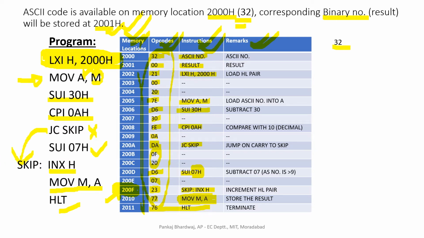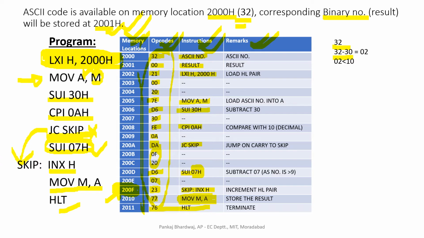If we have 32, that means 32 minus 30, that is 02, and when we get 02, which is less than 0A, that means we have basically a carry. When we have a carry, that means we follow this particular jump instruction. That means we are not going to use SUI 07, however we skip to the next instruction, that is INX H.